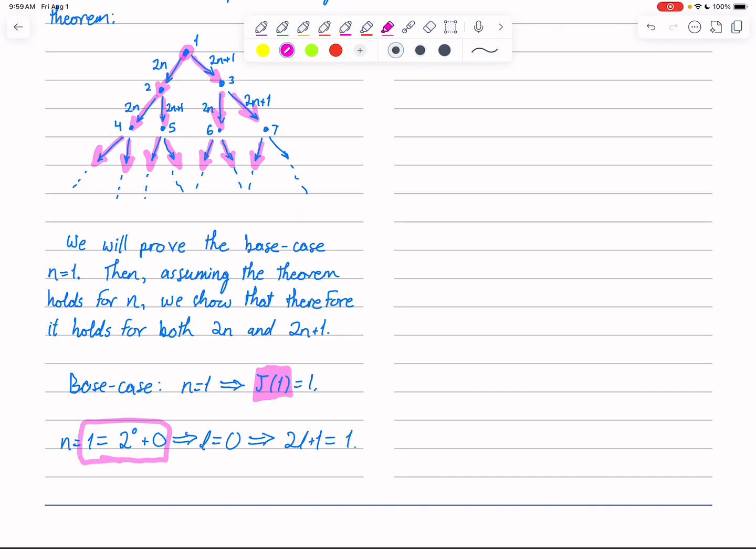Well, the given number is 1, and the largest power of 2 less than or equal to 1 is 2 to the 0. So that determines that m is equal to 0. L makes up the difference, so L here is 0 in that case, because 2 to the 0 just is 1. So we've determined that L is 0, and now when we evaluate the formula 2L plus 1, it evaluates to 1. Since these two values match, then that confirms the base case.